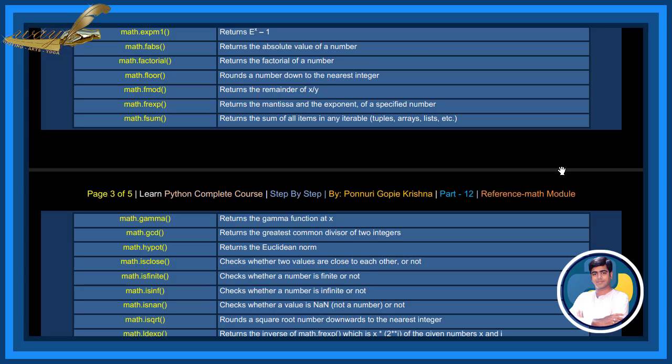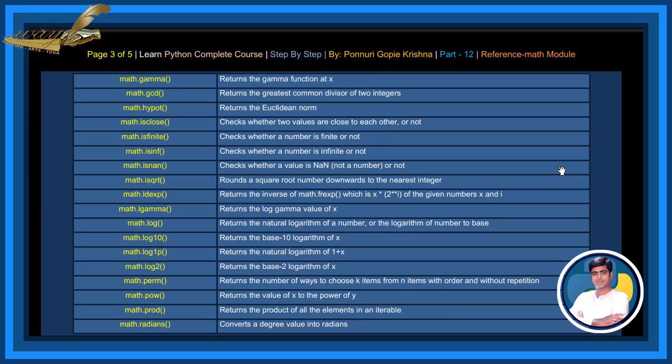The math.frexp method returns the mantissa and the exponent of a specified number. The math.fsum method returns the sum of all items in any iterable: tuples, arrays, lists, etc. The math.gamma method returns the gamma function at x. The math.gcd method returns the greatest common divisor of two integers. The math.hypot method returns the Euclidean norm.